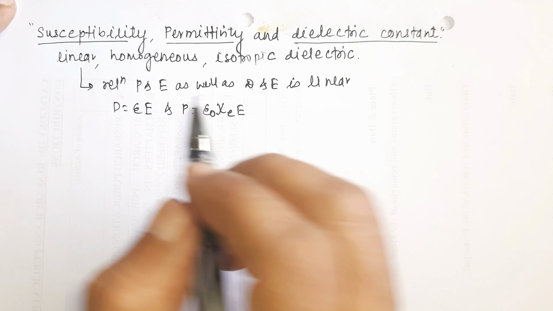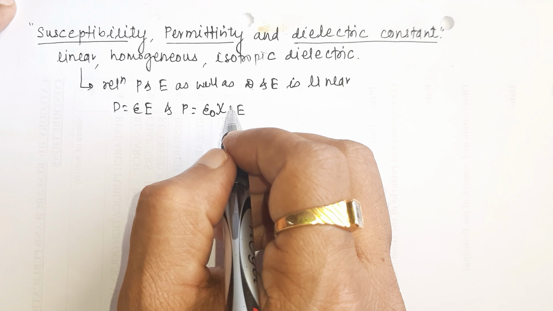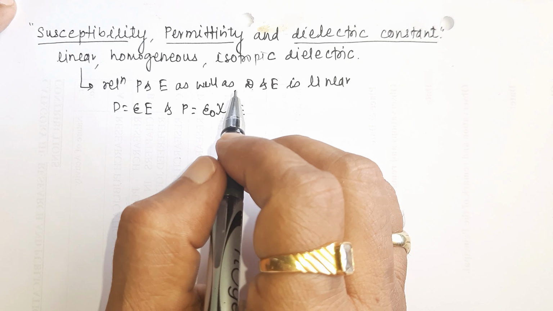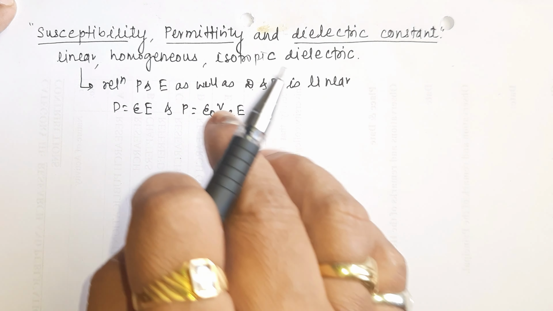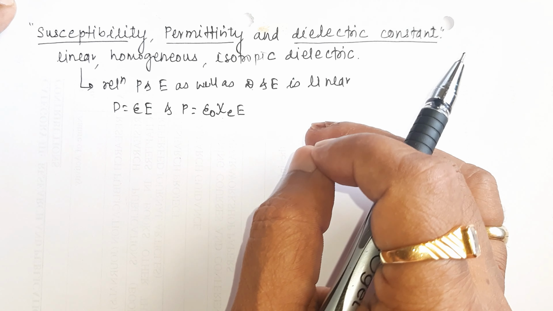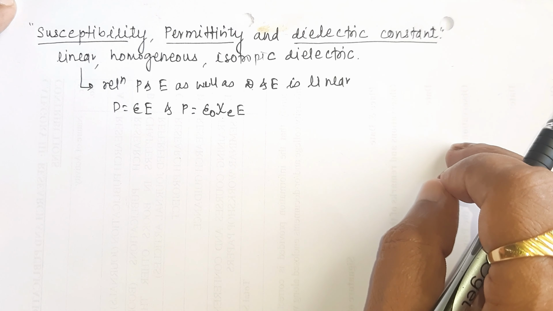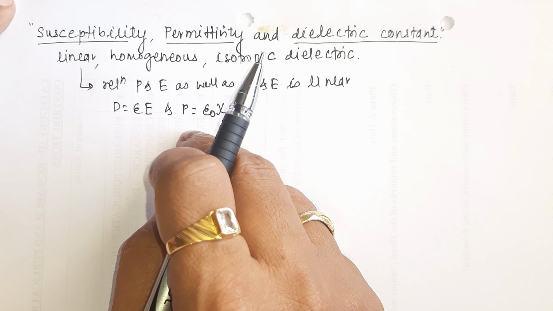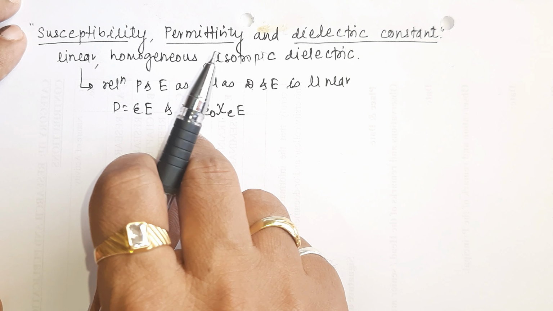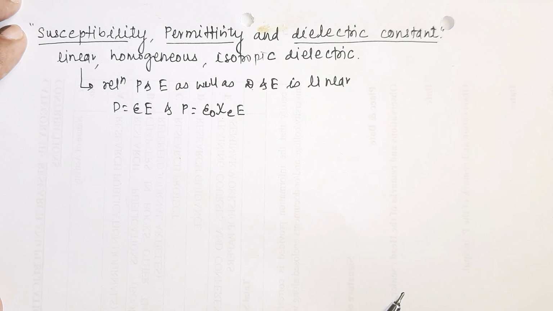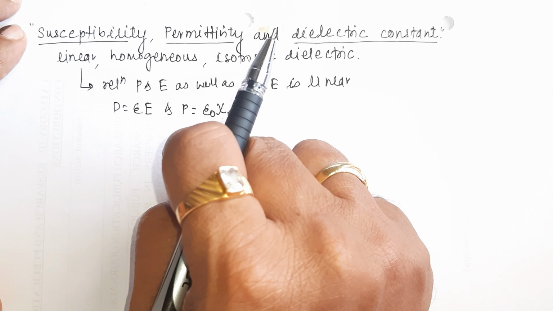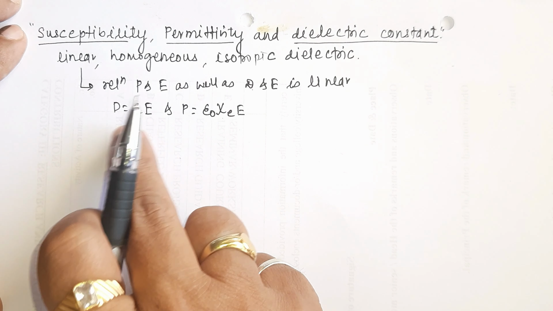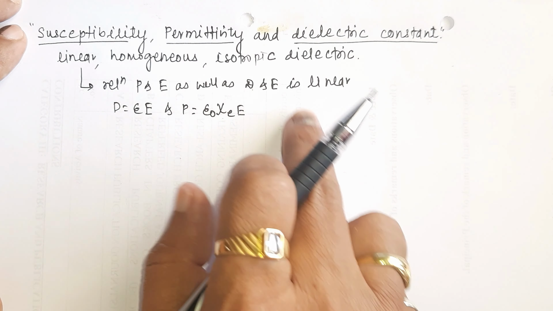Now the homogeneous dielectric is one where the electrical properties do not change from point to point in the dielectric. The values of chi E and epsilon do not change from point to point in a homogeneous medium. In an isotropic dielectric, the electrical properties do not depend upon the direction within the dielectric. The values of chi E and epsilon are the same in all directions.